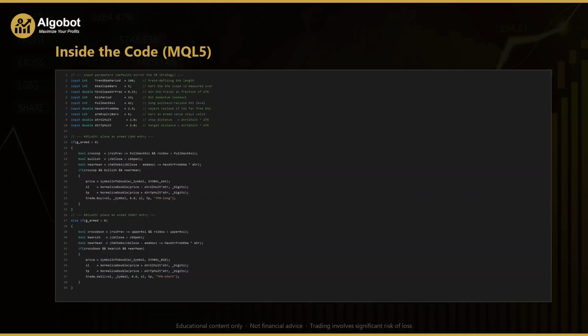When all three agree, the code reads the ask price, sets the stop loss 2 ATRs below and the take profit 3 ATRs above, and calls trade.buy. The second block is the mirror image for a primed short when G_armed is less than 0. Cross down checks the RSI fell back through the 58 level. Bearish checks the candle closed below its open, and near mean again confirms price is close to the mean. Here the code reads the bid price, places the stop loss 2 ATRs above and the take profit 3 ATRs below, and calls trade.sell. Both sides are completely symmetric, which is a clean, educational way to structure a strategy.